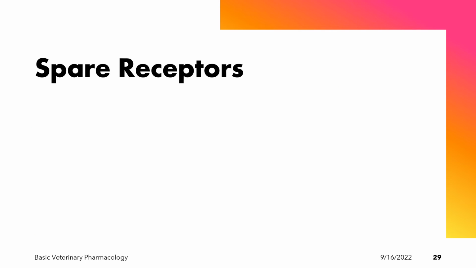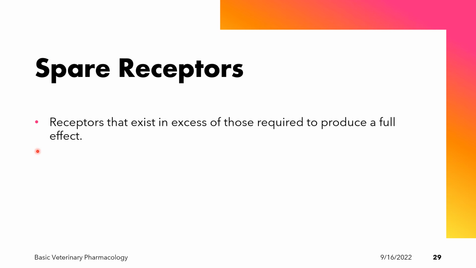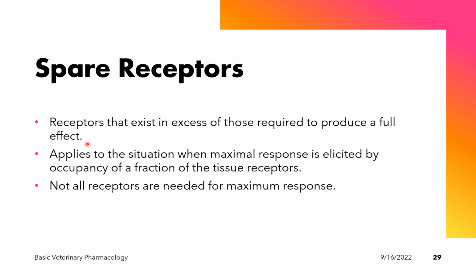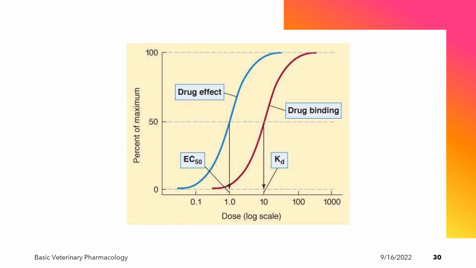So we also have the spare receptors. These are receptors that exist in excess of those required to produce a full effect. This applies to the situation when maximal response is elicited by occupancy of a fraction of the tissue receptors. So this means that not all receptors are needed for maximum response. This represents the concept of the spare receptors.